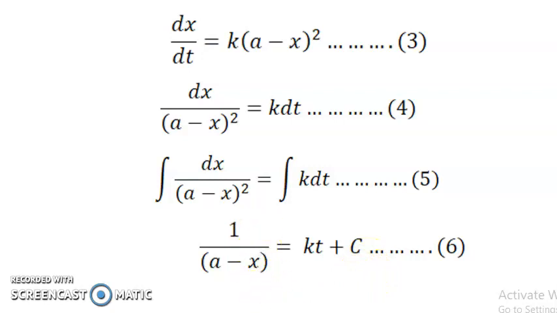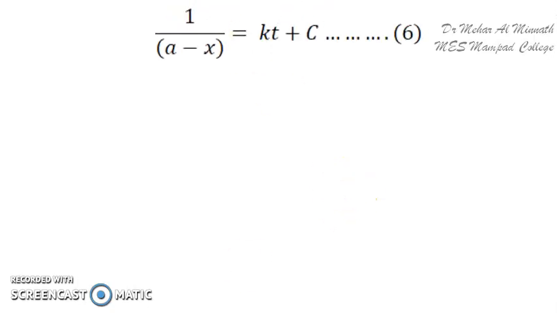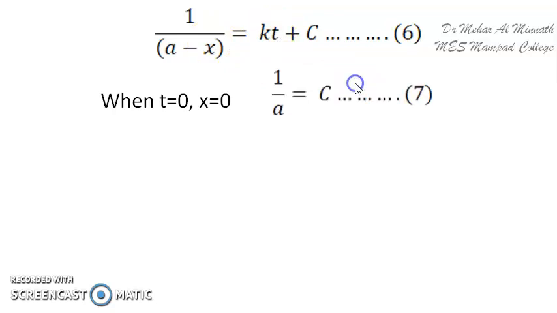Alright, so after integration you get 1 by a minus x equal to kt plus c. Now with this equation, equation 6, we know that at time t equal to 0, that is initially, x will be 0, isn't it? Initially x will be 0. And so this equation 6 will become 1 by a equal to c.